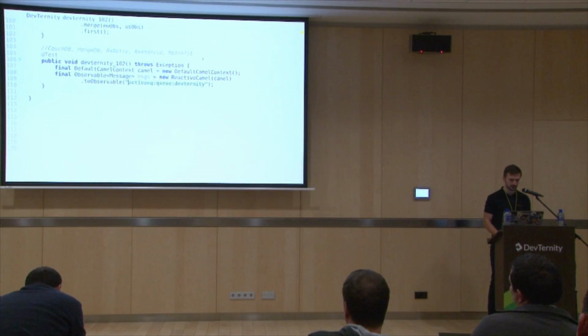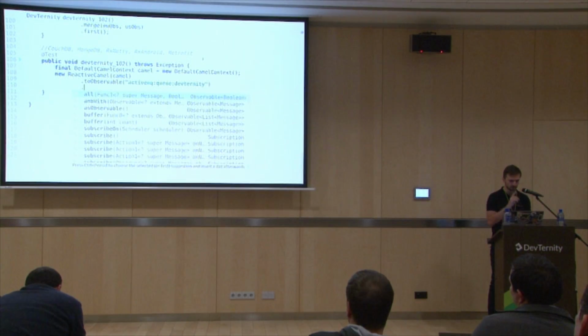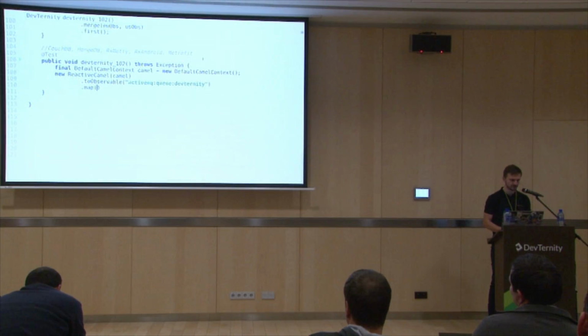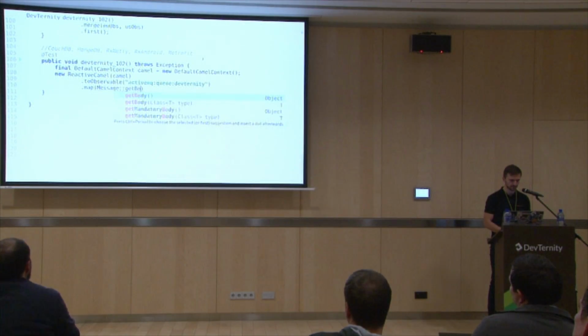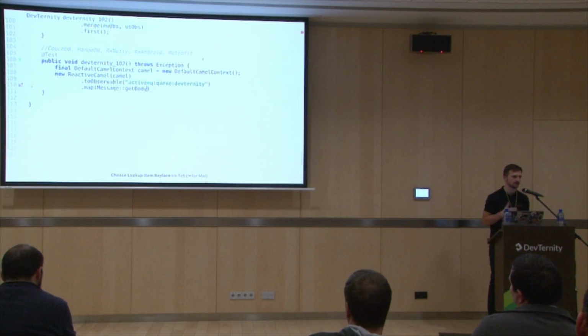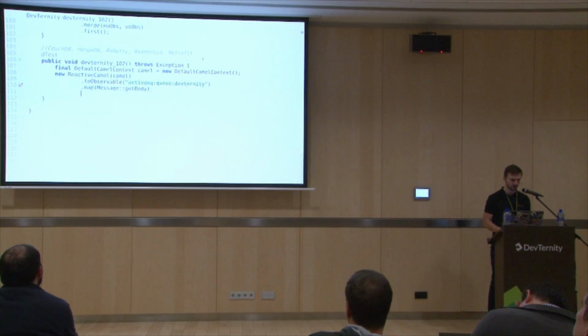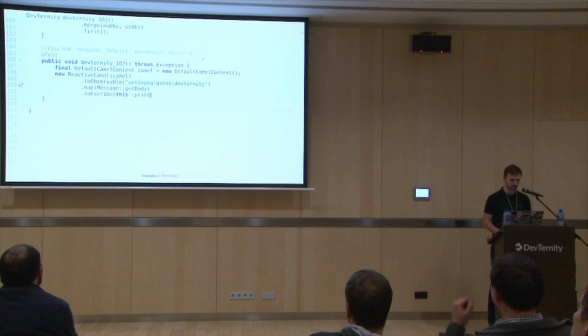So let's keep it this way. Or actually, I want to inline it back, and I'm going to make one more transformation. So message itself is actually a JMS message. What I actually want to have is the body of the message. So I can do message get body. And once again, this doesn't block. It's just an on-the-fly transformation. So whenever a message appears in the message broker, I'm just transforming it. So here we are. And at the very end, I'm going to do subscribe this print.